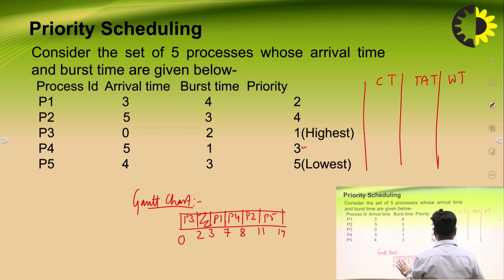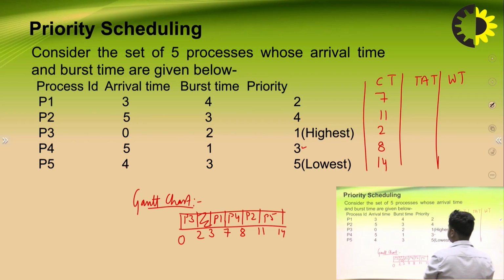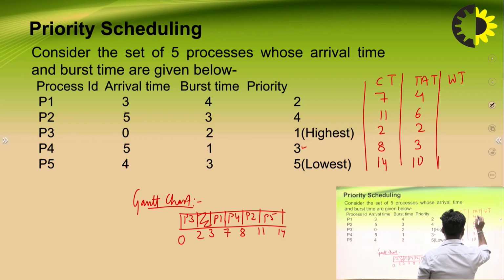By this algorithm, the completion time of P5 is 14, P2 is 11, P4 is 8, P1 is 7, and P3 is 2. Turnaround time is CT minus AT: 7 minus 3 is 4, 11 minus 5 is 6, 2 minus 0 is 2, 8 minus 5 is 3, and 14 minus 4 is 10. Waiting time is TAT minus BT: 4 minus 4 is 0, 6 minus 3 is 3, 2 minus 2 is 0, 3 minus 1 is 2, 10 minus 3 is 7.